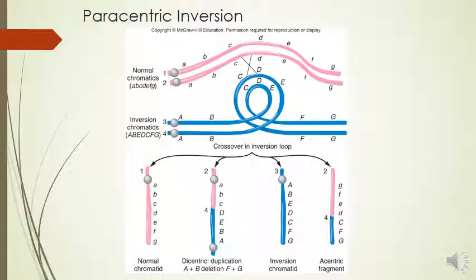Here we have a slide showing pericentric inversion. A pericentric inversion is where one chromosome leads to one normal chromatid, one inverted chromatid, one with two centromeres, dicentric, and one with no centromere, an acentric fragment, if crossover occurs with the normal homologue. The letters A through G denote the genes.